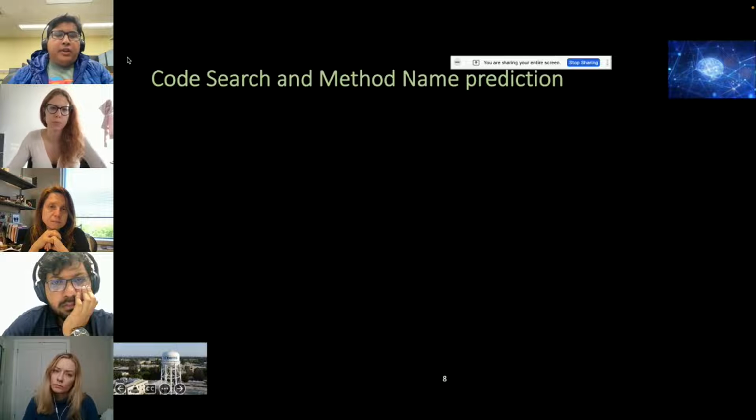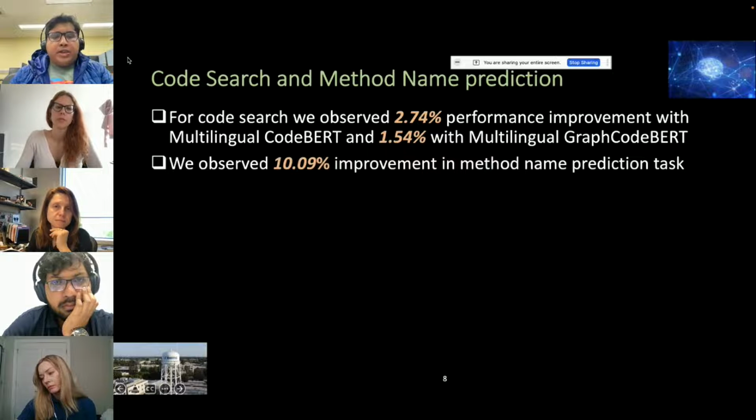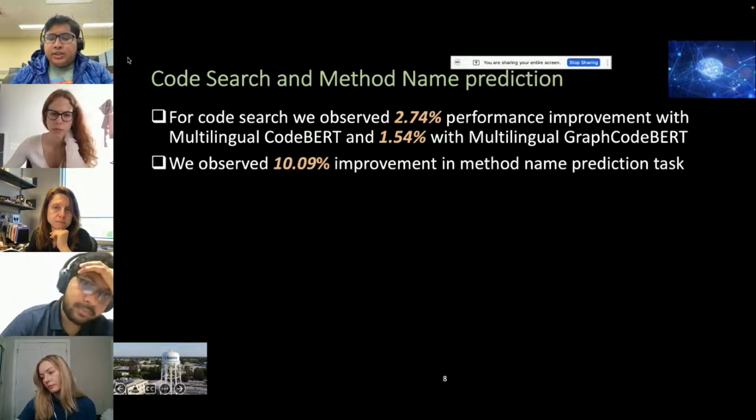We have tried our approach on two other tasks also, code search and method name prediction, and we achieved a 2.74% improvement with CodeBERT and a 1.54% improvement with GraphCodeBERT. And we observed a much higher improvement on the method name prediction task, that is 10.09%.